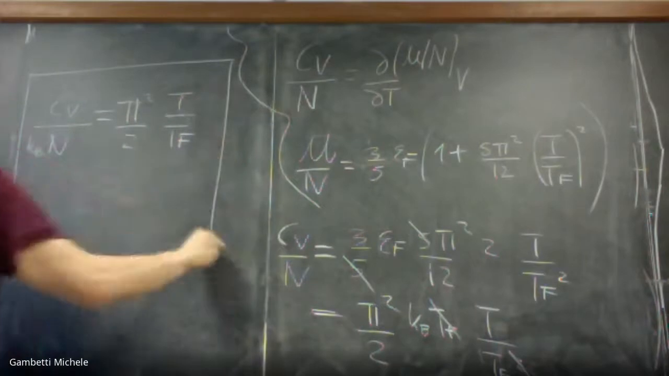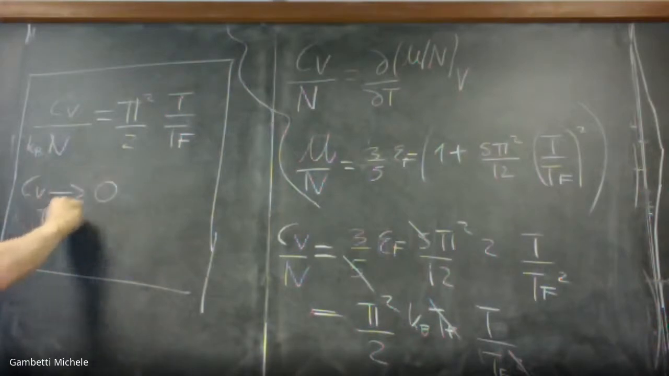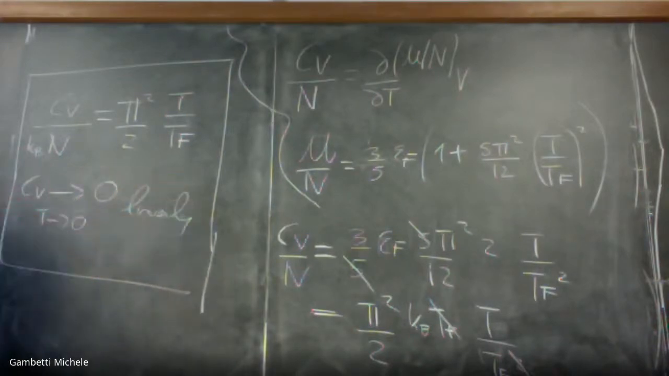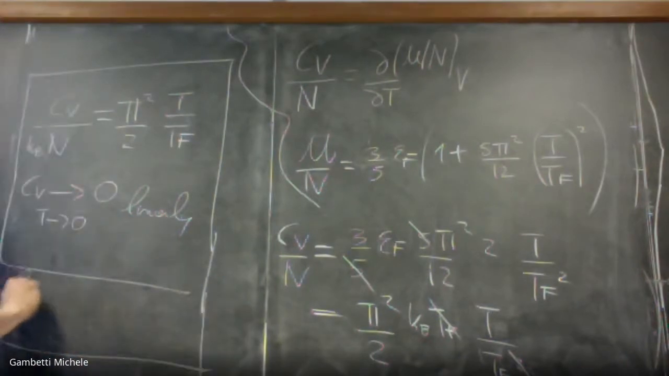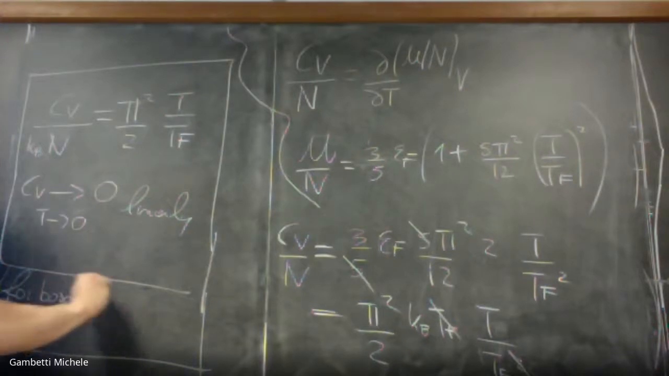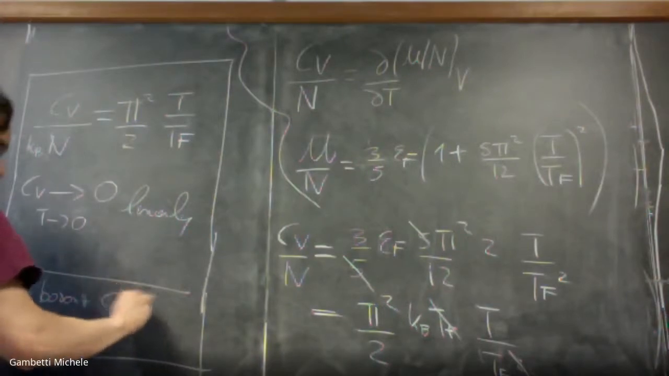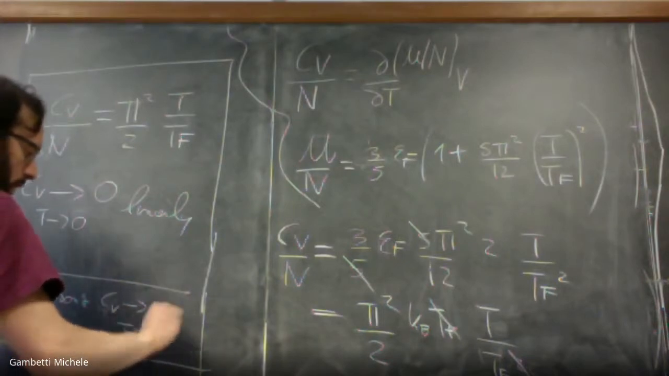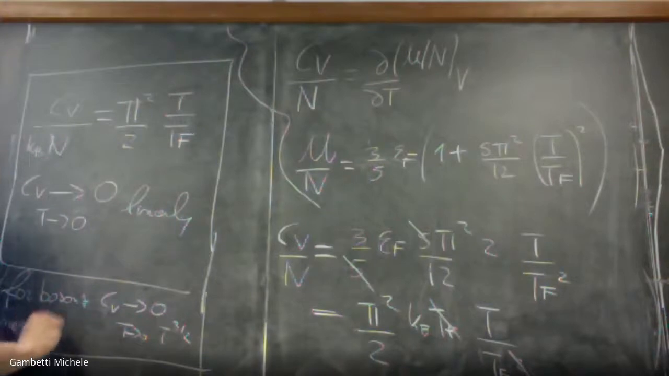Okay, good. Now, as you see, the heat capacity goes to zero linearly as T goes to zero. This is contrary to the case of, for instance, bosons, where it was a 3 half power: Cv goes to zero as T to the power of 3 half, as we derived last time. And for massless bosons, it was T cubed.